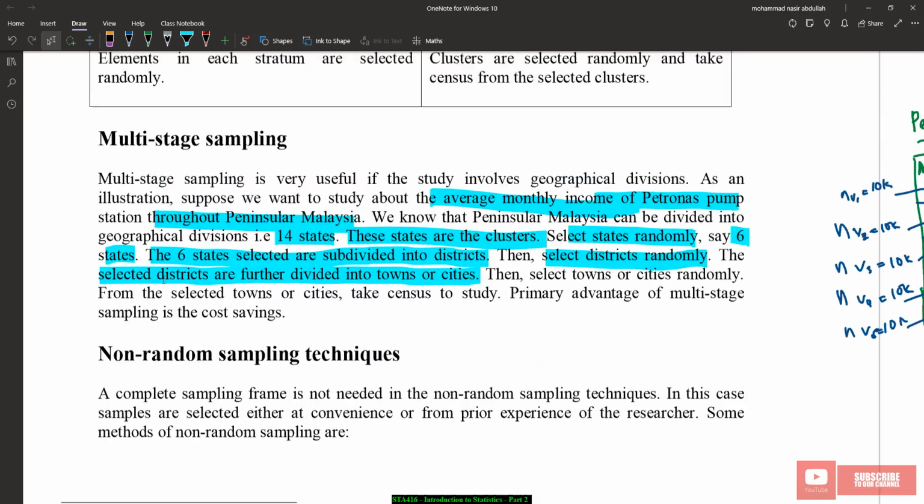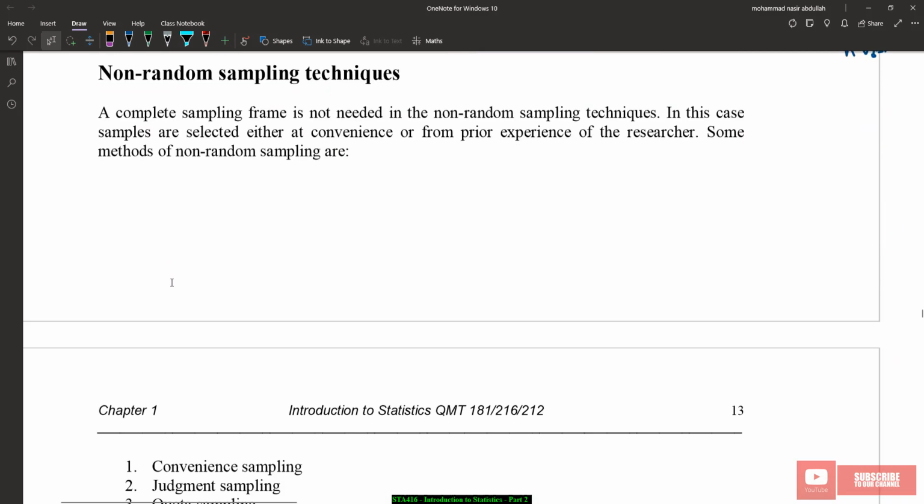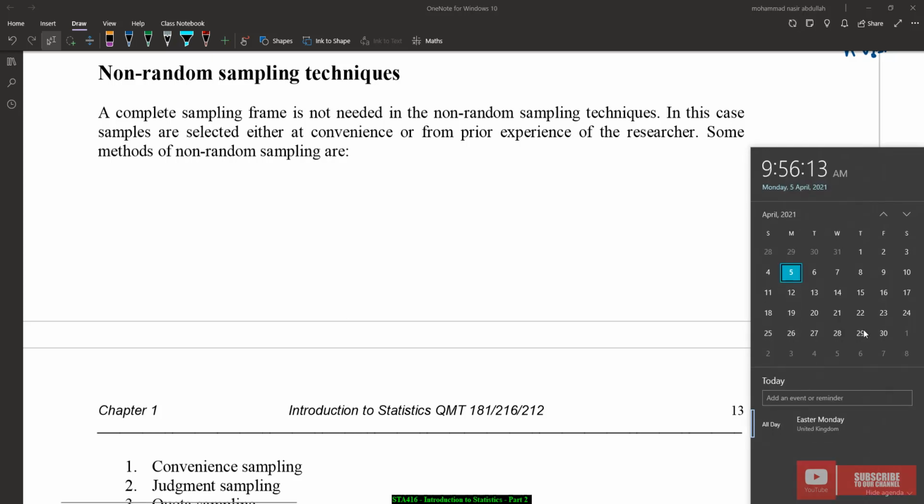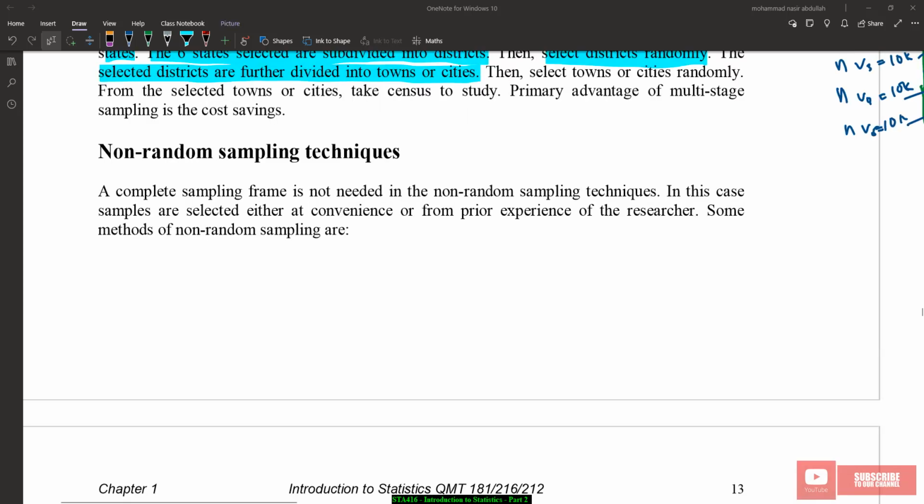And then, okay. Before we go to non-random sampling techniques, can we take 5-minute rest? Kita akan balik sini 1 minit. Alright? 5-minute rest. Alright, continue.